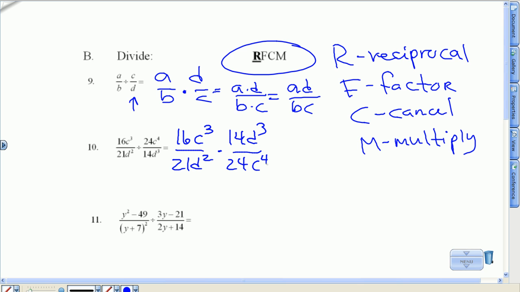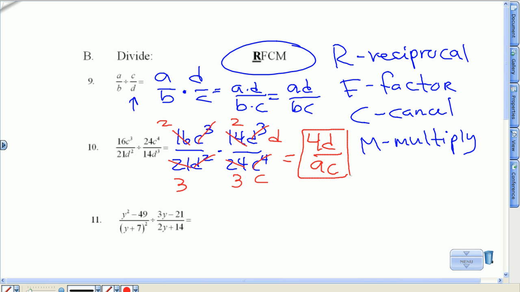So now this has been rewritten, and we can start to cancel some stuff out. So I'm going to take 3 C's out of the top and bottom. That'll leave 1 C on the bottom. I'm going to take 2 D's out of the top and bottom, which will leave 1 D on top. 16, let's see. Well, 8 goes into 16 two times, and 8 goes into 24 three times. 7 goes into 14 two times, and 7 goes into 21 three times. So what do we have here? 4D on top, 9C on the bottom.